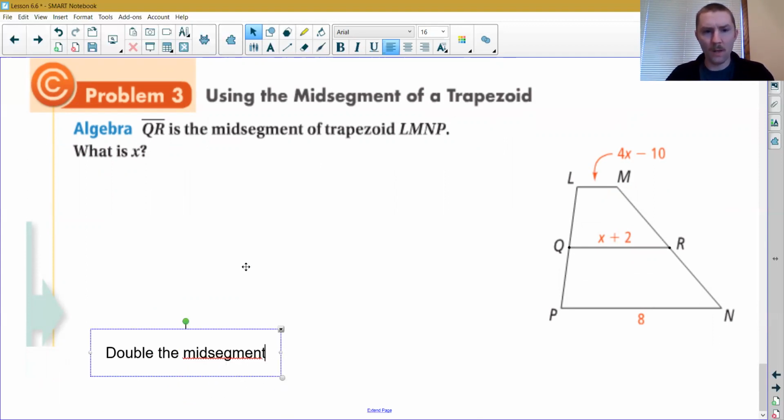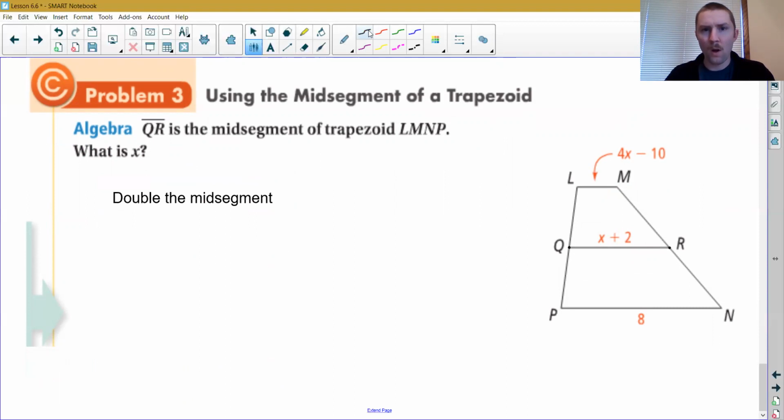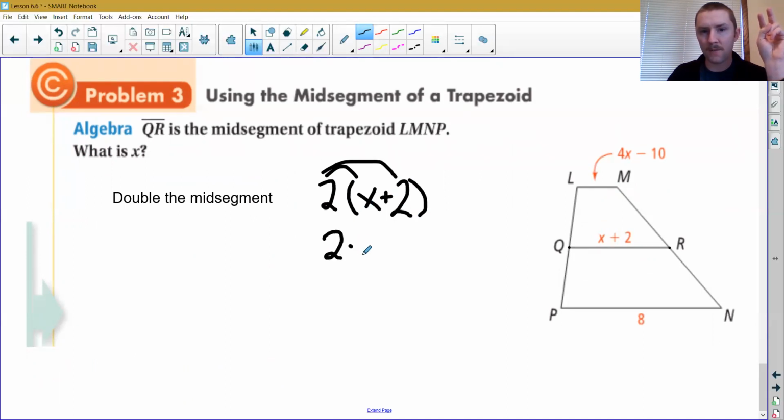So let's think first about, if I double the mid-segment, what is that going to look like? Well, right now the mid-segment is x plus 2. So what's twice as much as x plus 2? Well, 2 times x plus 2, if you like the distributive property from algebra class, right? Distribute the 2. I think I get 2x plus 4. So this is what I get when I double the mid-segment. And remember what that has to equal. That is supposed to equal the two bases added together.